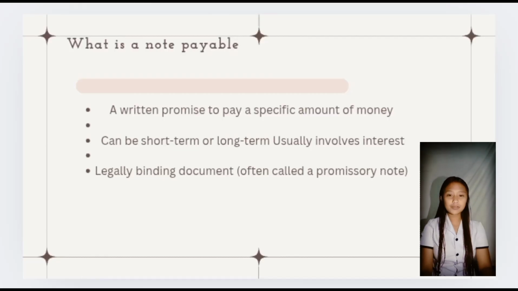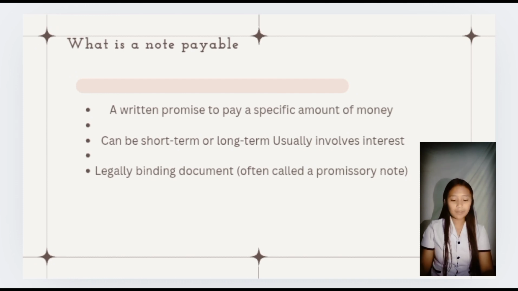So what is a note payable? A written promise to pay a specific amount of money, which can be short term or long term and usually involves interest. It is usually a legally binding document, often called a promissory note.